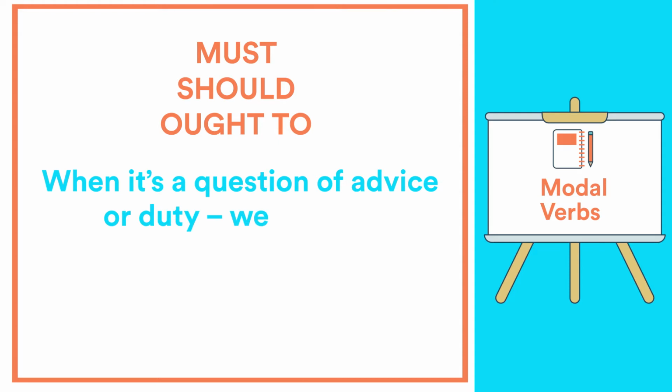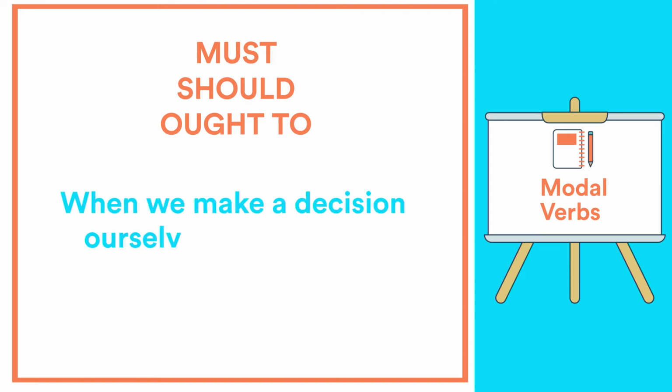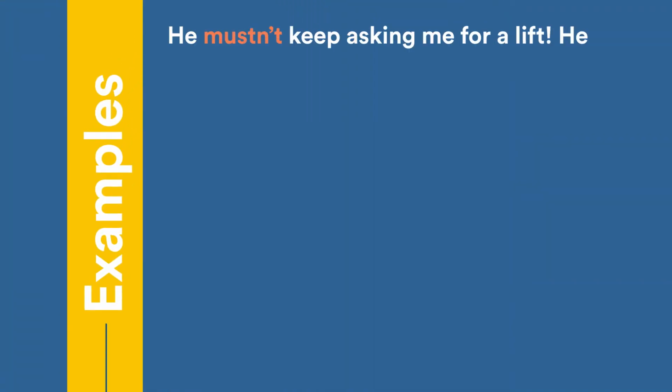When it's a question of advice or duty, we can use had better as well as should. When we make a decision ourselves as to what is necessary, we use the word must. For example, he mustn't keep asking me for a lift. He should buy his own car.